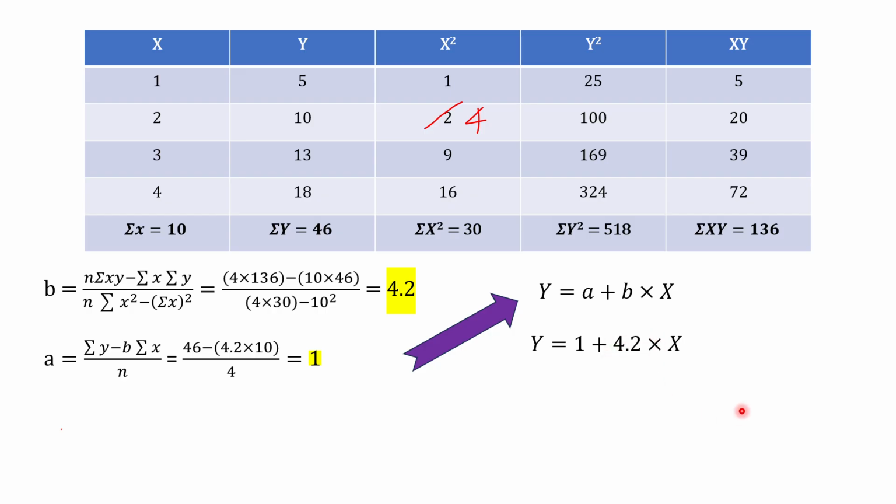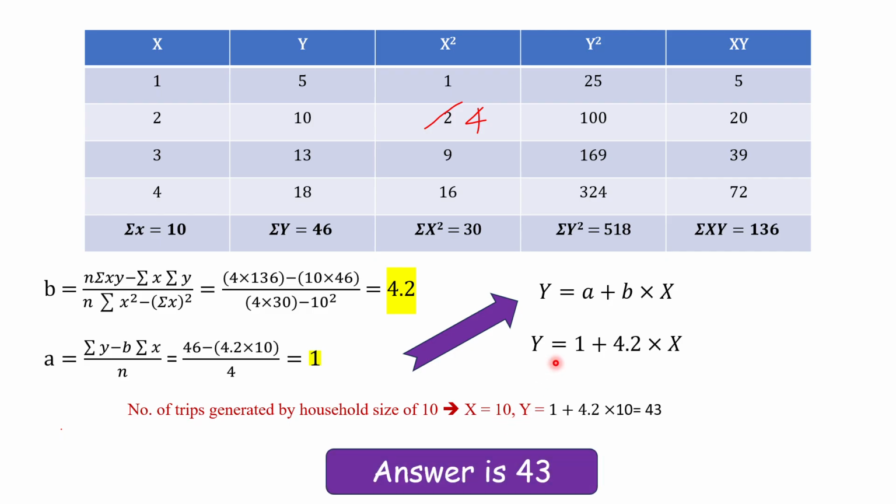So this equation describes that if you have household size x, multiplying it by 4.2 and adding 1 will give you the number of trips. From the question, it is asked to find the number of trips generated by a household size of 10. We apply the value of x equal to 10 in this equation. Then the answer you obtain is 43.